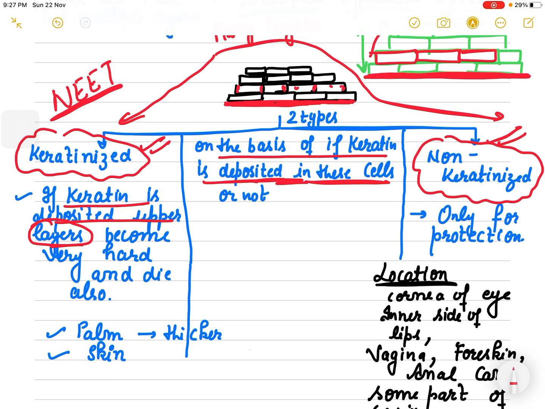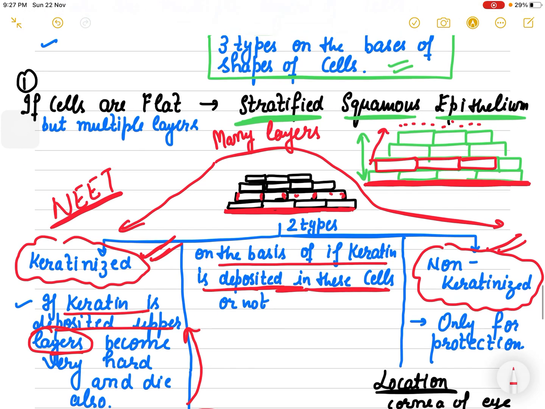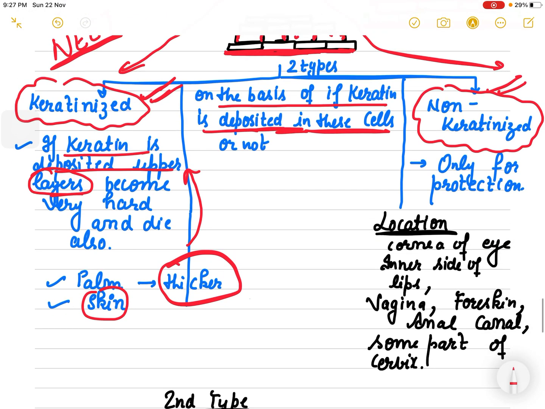Keratin is deposited in the upper layers, and the surface becomes very hard. Just right now touch your palm and your sole. If you touch your skin, you will observe that they are thicker. If you just touch them, they are hard, a little thicker as compared to the other portions of your body. So these areas have keratinized squamous epithelium. Non-keratinized has multiple layers only for protection but without any keratin.